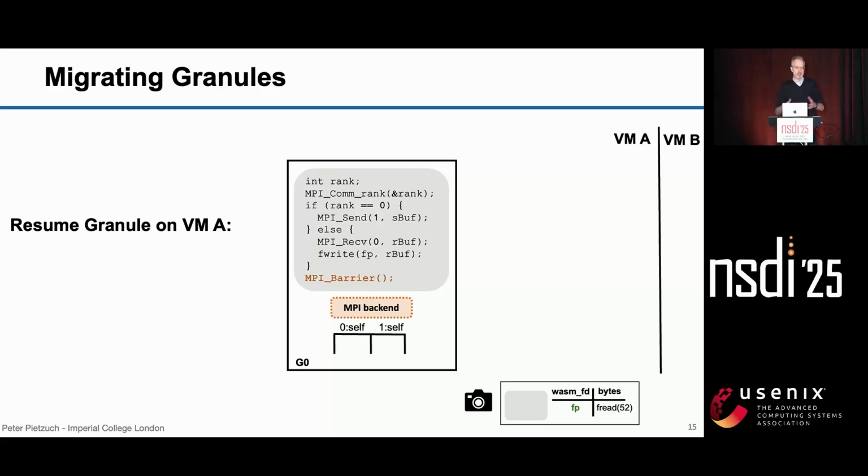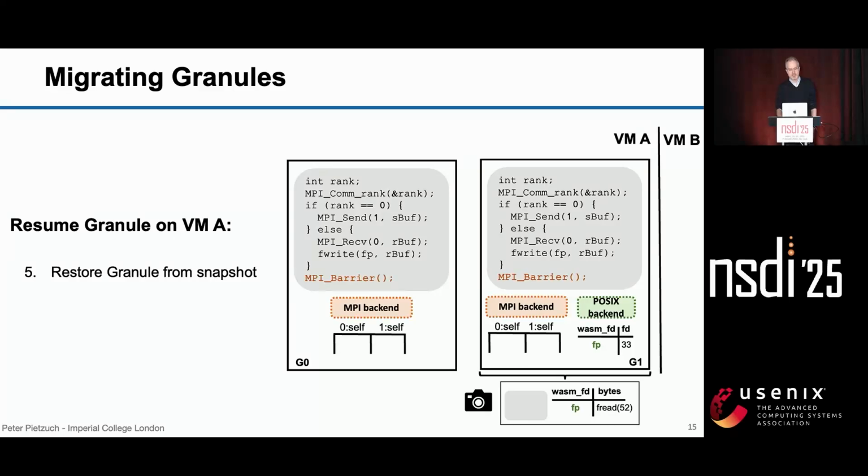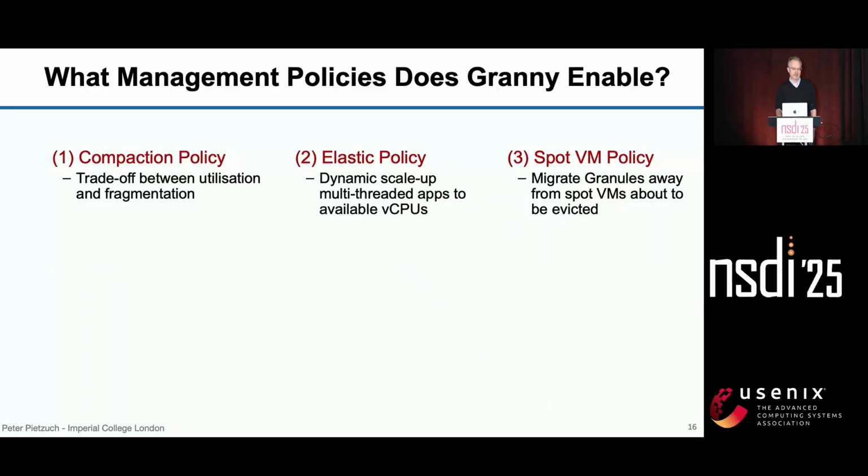So now the granule can be serialized and transferred over the network. We can now resume it on VMA, so restore the granule from the snapshot, and then finally resume the execution of both granules at that barrier, ensuring consistency. Okay? So this is the idea behind the mechanism of granules that we have.